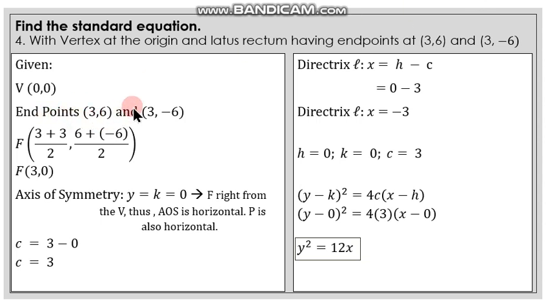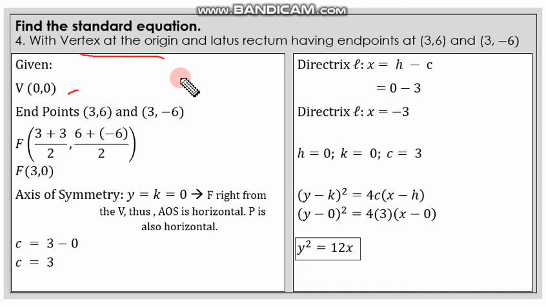Find the standard equation with vertex at the origin and latus rectum having endpoints at (3, 6) and (3, -6). So our vertex is at (0, 0), since the vertex is at the origin. And the endpoints of the latus rectum are (3, 6) and (3, -6). The latus rectum is the segment that passes through the focus and is parallel to our directrix.